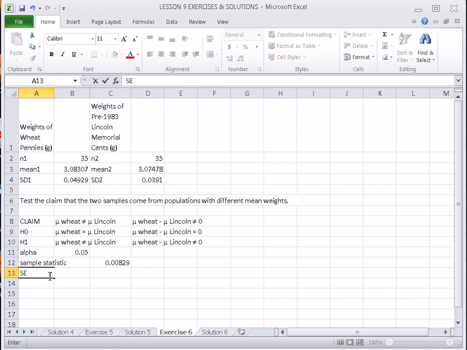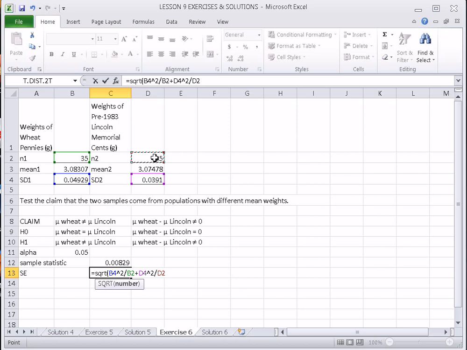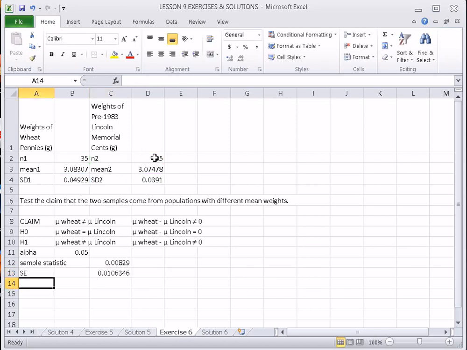We need the standard error. So remember, the standard error is the square root of the first standard deviation squared, divided by the first sample size, plus the second standard deviation squared, divided by the second sample size. So there's a standard error.